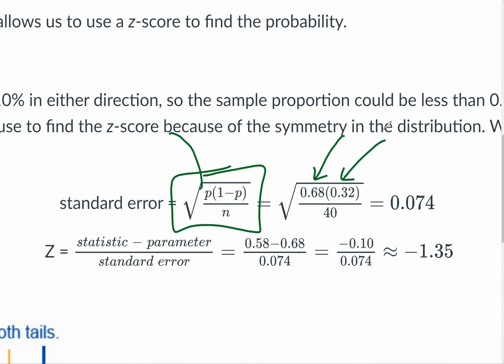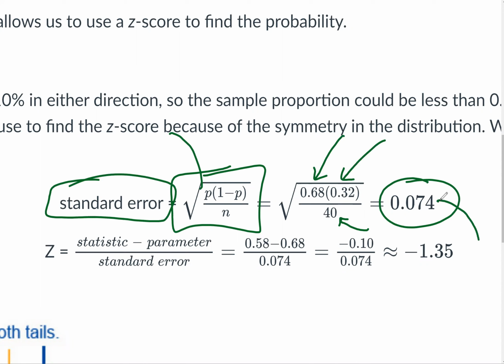We already kind of figured that out above. It's 1 minus 0.68, which is 0.32, divided by n. They're saying the sample size would be 40. If you multiply 0.68 by 0.32, divide it by 40, and then take the square root, you get 0.074. Okay, that's our standard error.